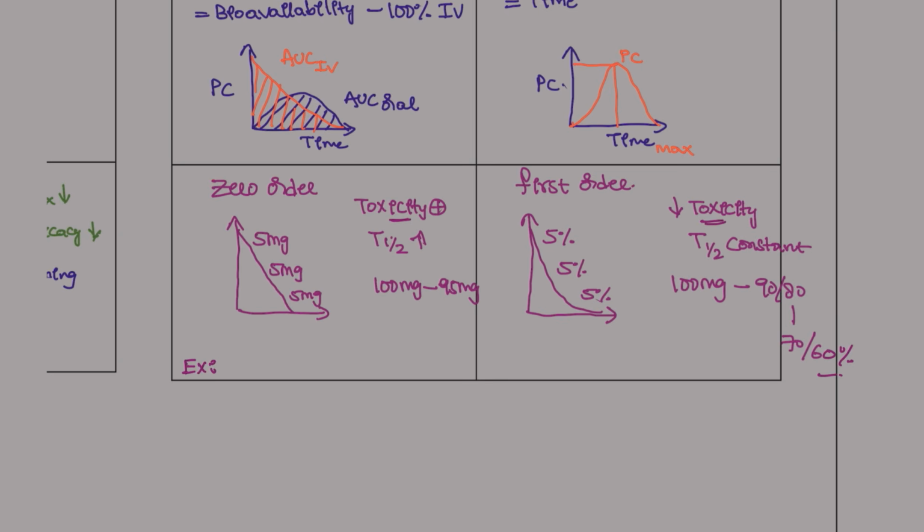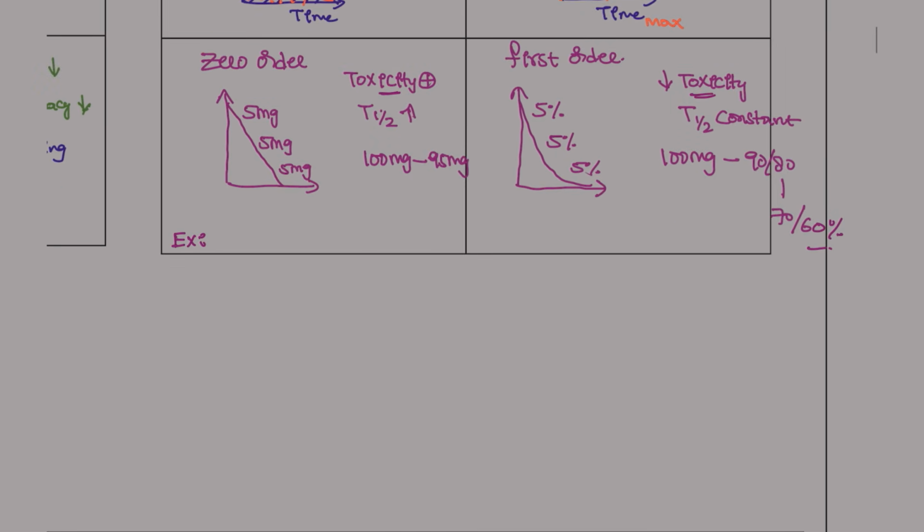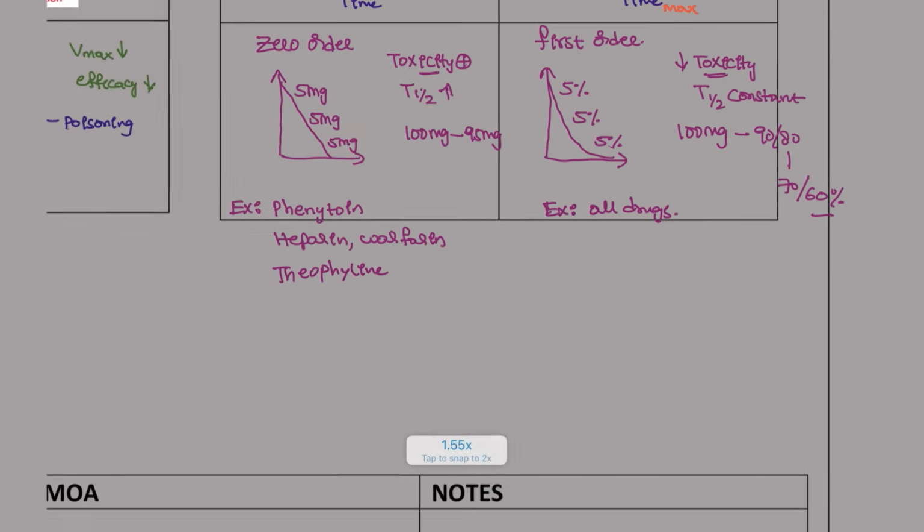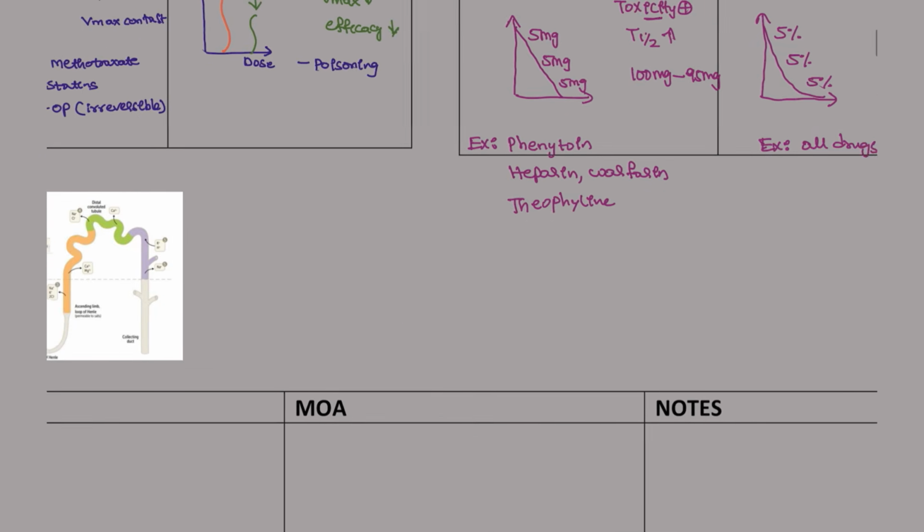Examples are most important for this. So zero order kinetics drugs are most commonly phenytoin, and also anticoagulant drugs such as heparin and warfarin, and also theophylline. The remaining drugs come under first order kinetics. At least remember these examples. There are other examples of zero order also, but remember these are some of the examples. These are the important points that you have to remember.